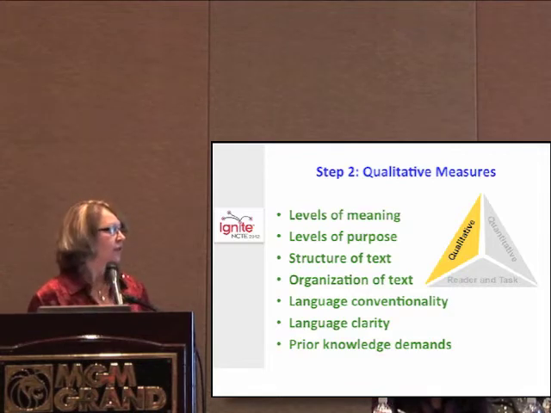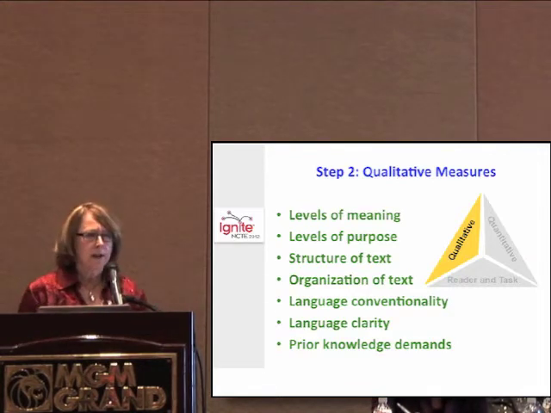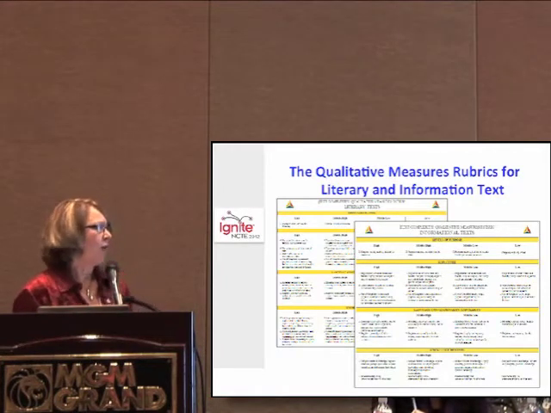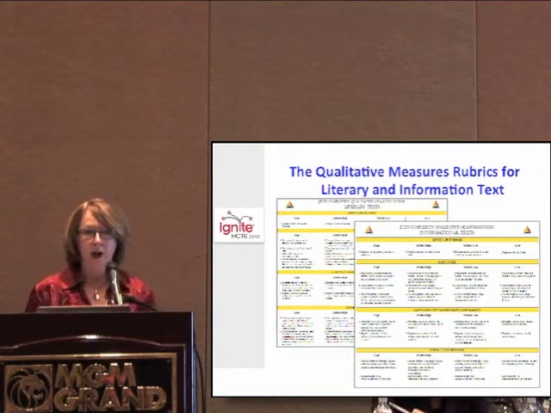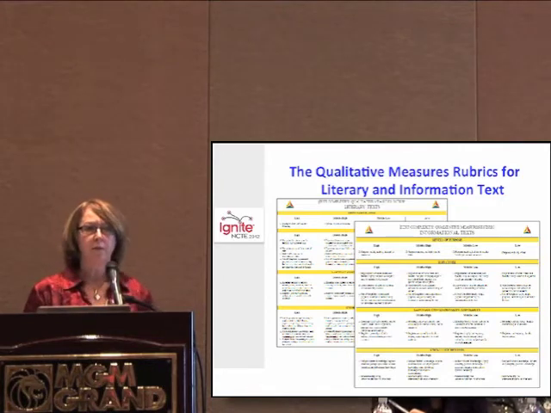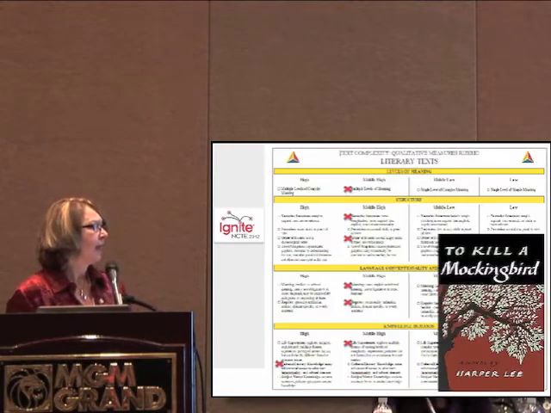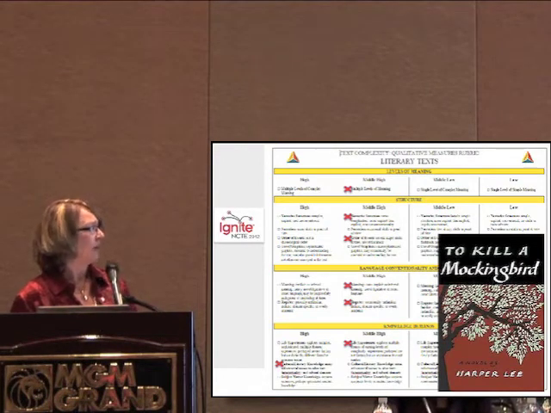You know, what are the levels of meaning? Is it a linear structure? Are there conventions that we need to consider, like irony and other things? And in Kansas, we do have some rubrics that guide the teachers through that. We have a rubric for literary texts and for informational texts so that we can go beyond that quantitative piece to make decisions.